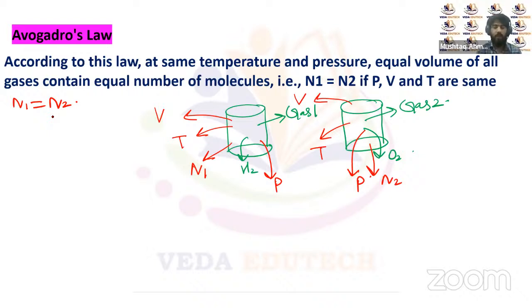Avogadro's law states that at same temperature and pressure, equal volumes of all gases contain equal number of molecules, provided P, V, and T are the same for all the gases. So they will contain equal number of molecules. That's Avogadro's law.